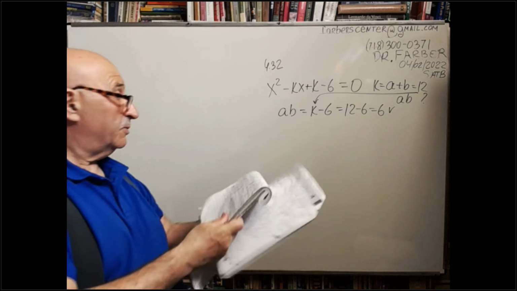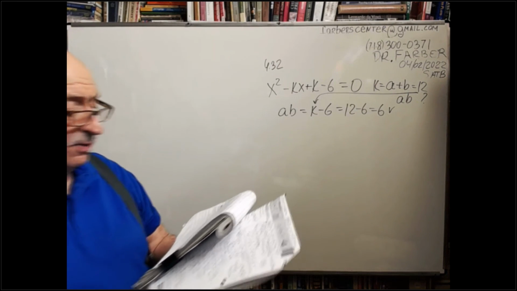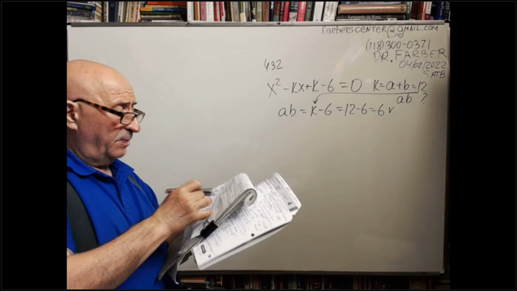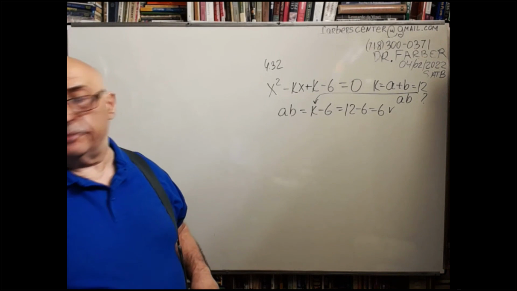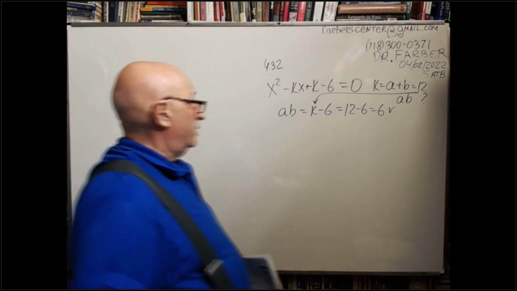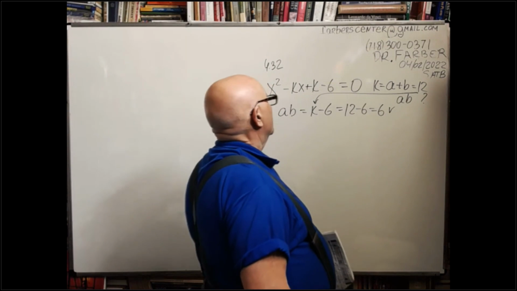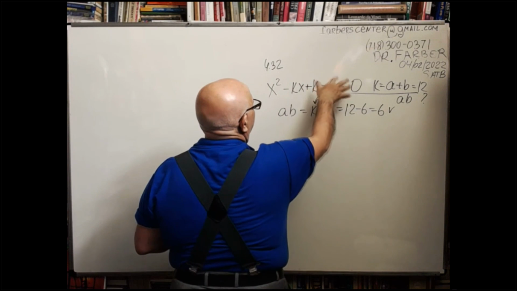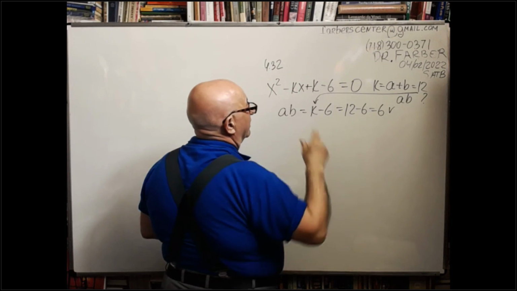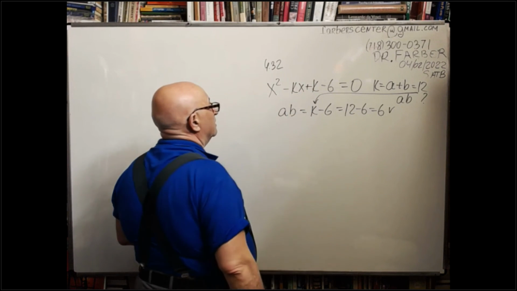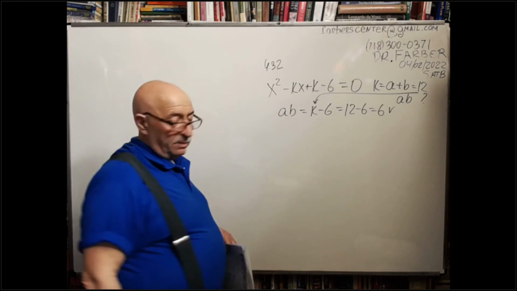Okay, it was 432. Any questions? I just remind you what François Vieta's theorem states. You have roots, and the product of roots is always equal to the term without x, and the sum of the roots equals the second coefficient with opposite sign. Easy and beautiful.